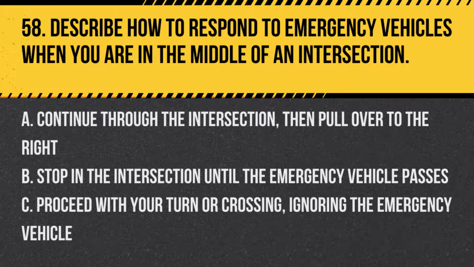Question 58. Describe how to respond to emergency vehicles when you are in the middle of an intersection. A. Continue through the intersection, then pull over to the right. B. Stop in the intersection until the emergency vehicle passes. C. Proceed with your turn or crossing, ignoring the emergency vehicle. Answer A. Continue through the intersection, then pull over to the right. It's safest to clear the intersection and then make way for the emergency vehicle.